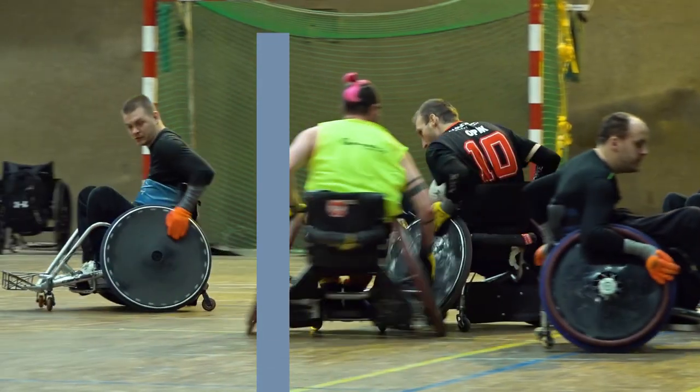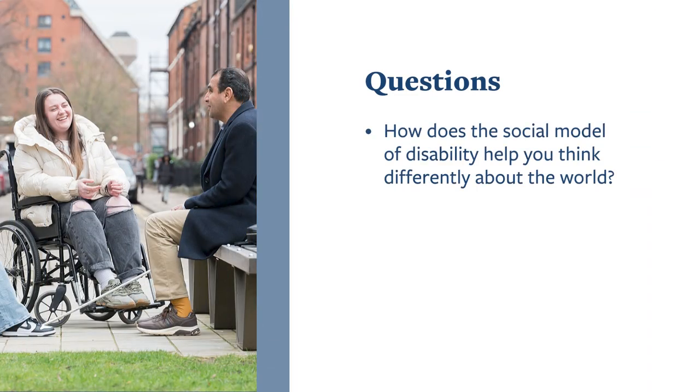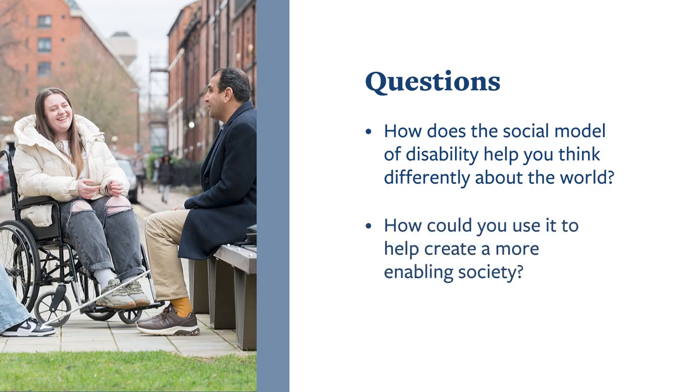other as people. How does the social model of disability help you think differently about the world? How could you use it to help create a more enabling society?